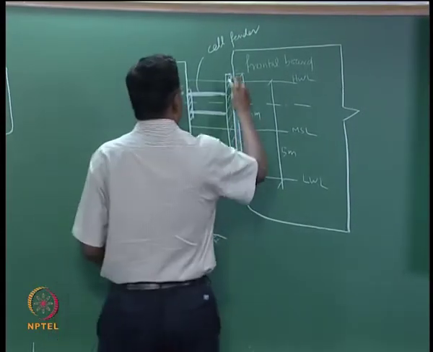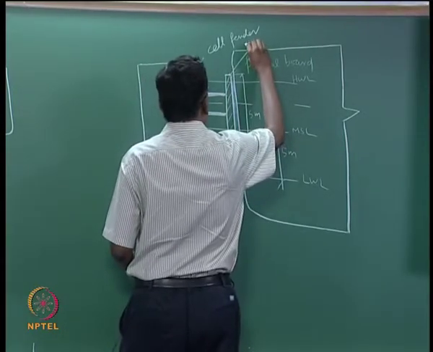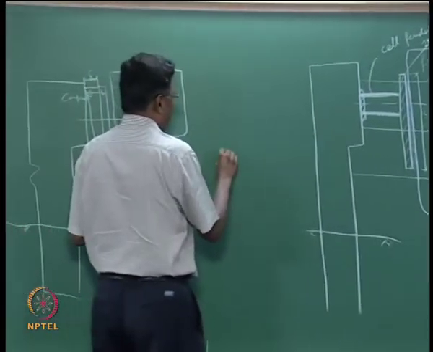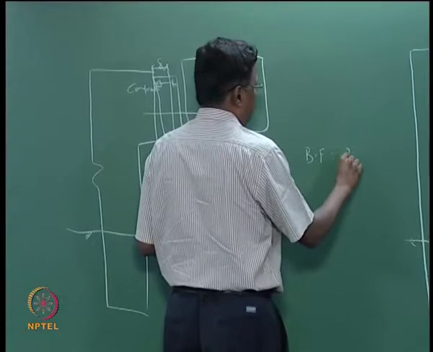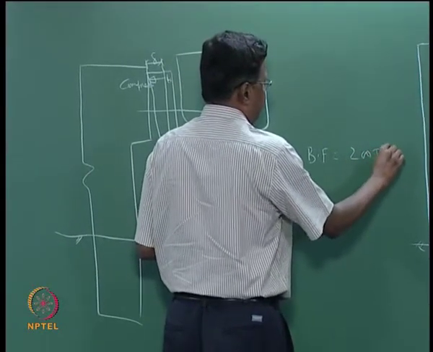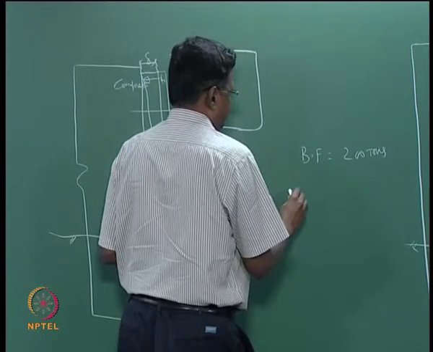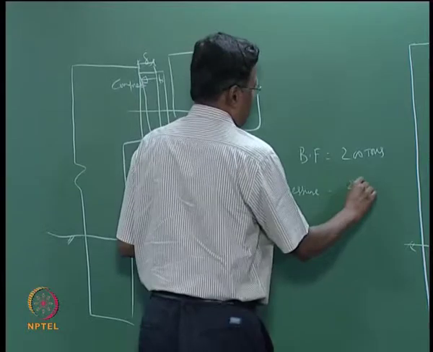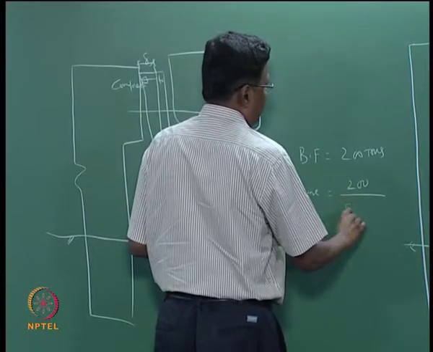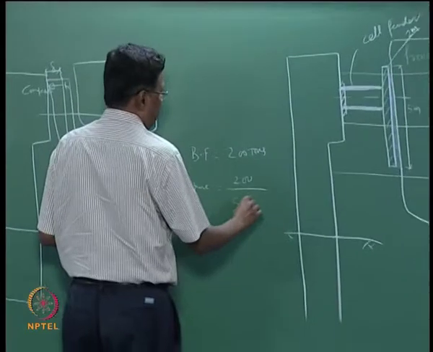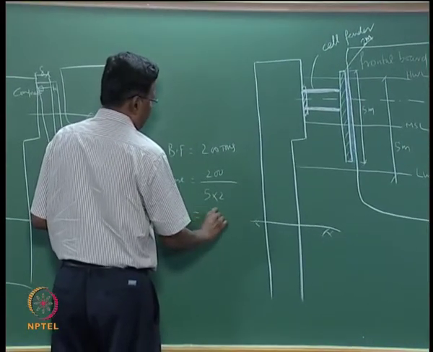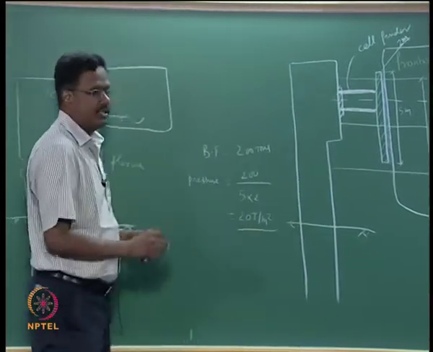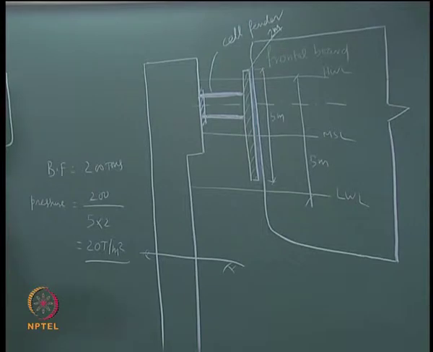Typically the other dimension for the fender is about 1.5 or 2 meters, let us take it as 2 meters. Suppose the berthing force you are calculating is about 200 tons. Your pressure will be this 200 divided by 5 meters, the height of the fender, times 2 meters in the other direction. So this will be about 20 tons per meter square. This is what is permissible for bigger vessels.